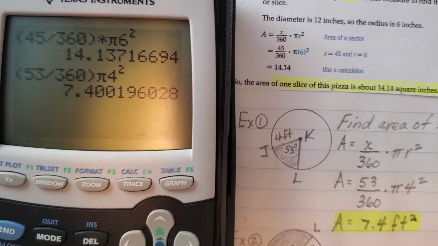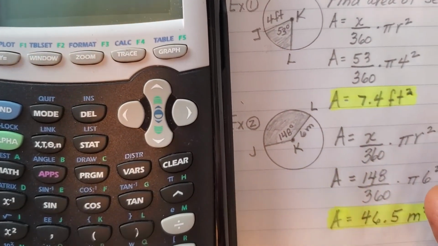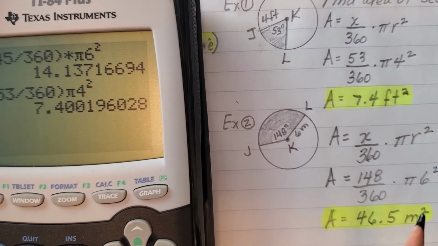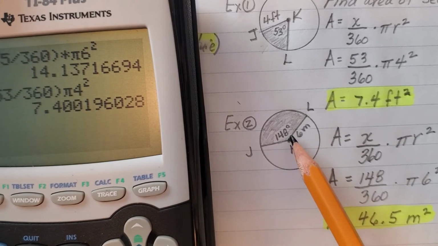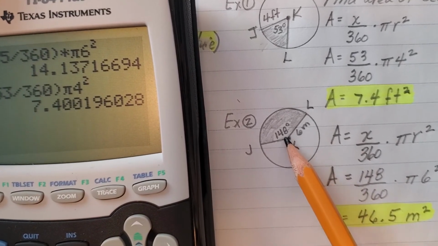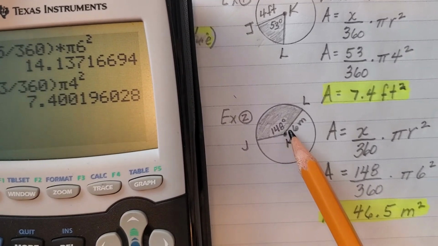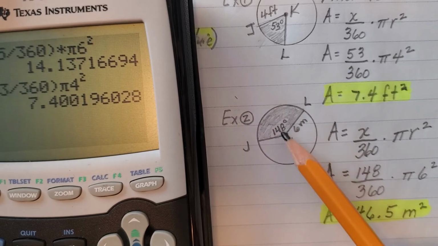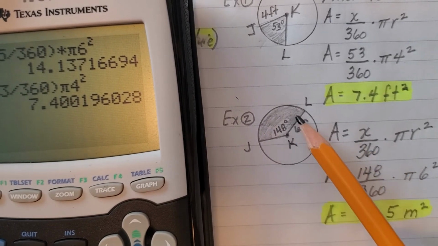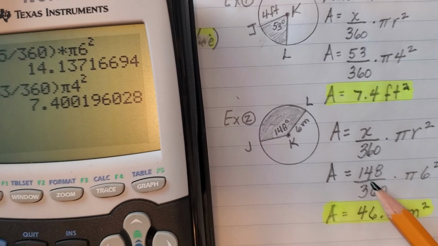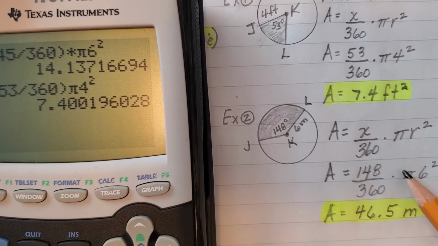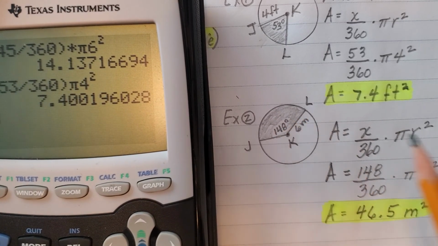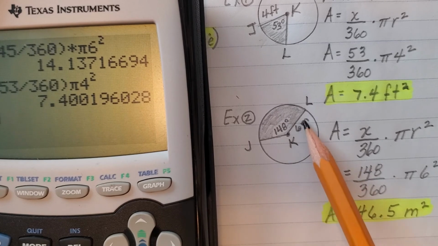Okay, second example down here. Same kind of idea. This is a major arc now, 148 degrees, and we're finding the area of this sector. So this is x out of 360, this part out of 360, so 148 out of 360 times pi r squared, which is the whole circle. So it's a part of the circle out of the whole circle. So pi times 6 squared, because that's your radius.